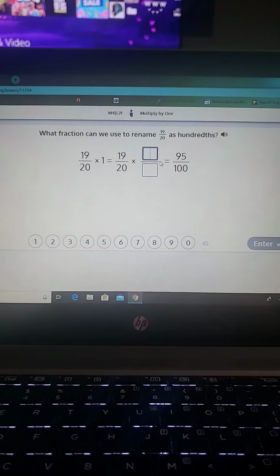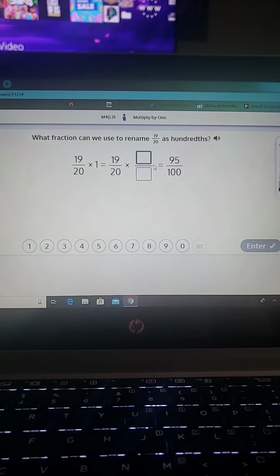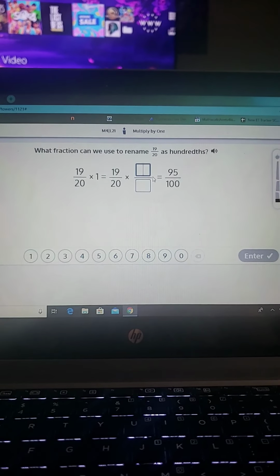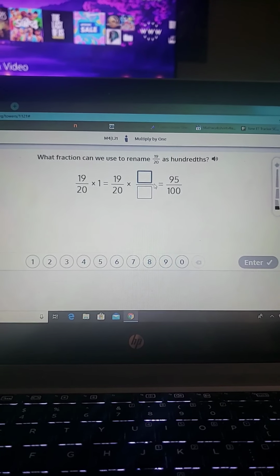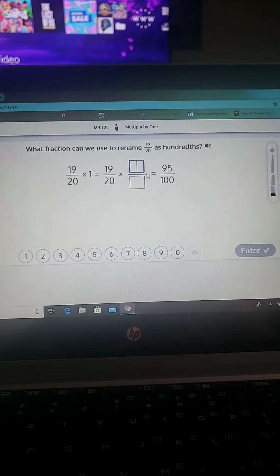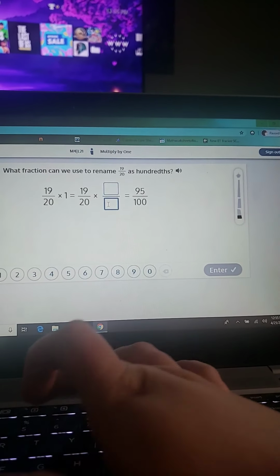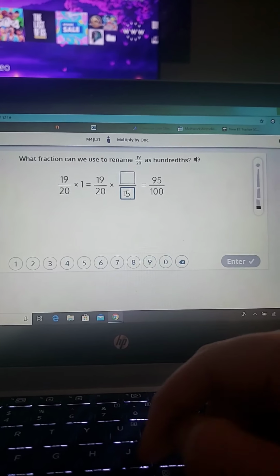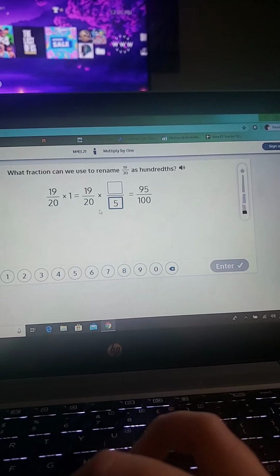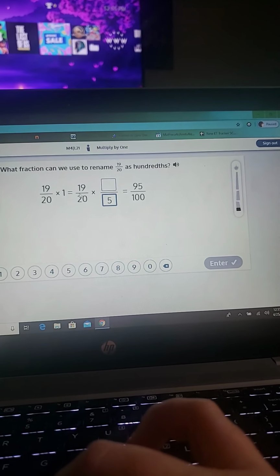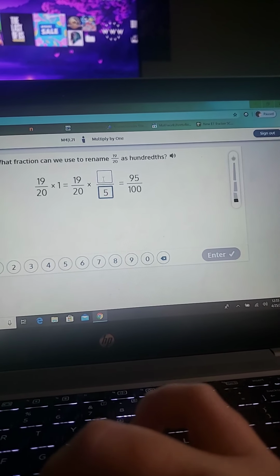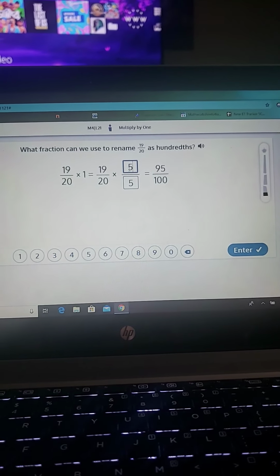This one we want to change 19/20ths to 95 over 100. So I don't know what 19 times whatever could be 95. I don't know what that is. But I do know that 20 times 5 is 100. So whatever your number is over here, you're going to be changing to be over 100. So just look at your denominator for this one. I know that 20 times 5 is 100. What I do to my bottom, I do to my top.